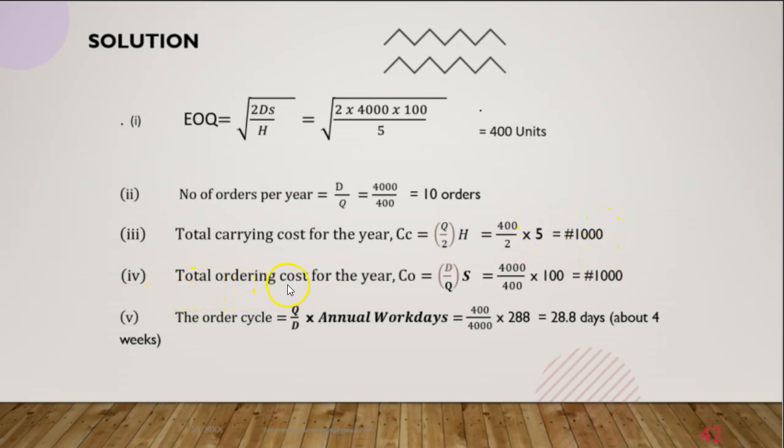The total ordering cost for the year is equal to D over Q multiplied by S, equals 4,000 divided by 400 multiplied by 100, which is also 1,000. This further confirms that this 400 unit is the economic order quantity, because at this unit we have the ordering cost to be 1,000 and the carrying cost to be 1,000.